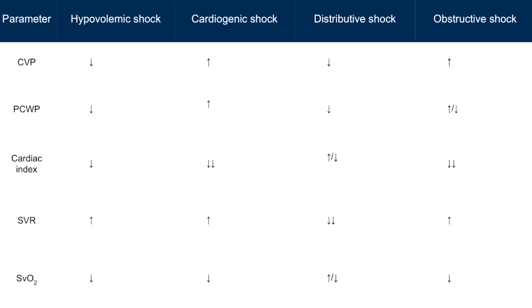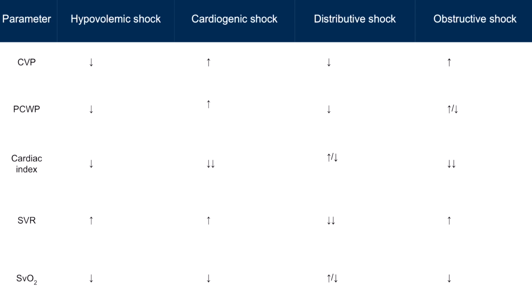And here we have a table summarizing the different types of shock. So that includes the two that we discussed in this lecture, obstructive and distributive, as well as the two types of shock that we discussed in the previous lecture, hypovolemic and cardiogenic shock. So now you've got this complete table that summarizes the different types of shock and the different hemodynamic parameters. So you can refer back to this before you take a test or when you're confused.